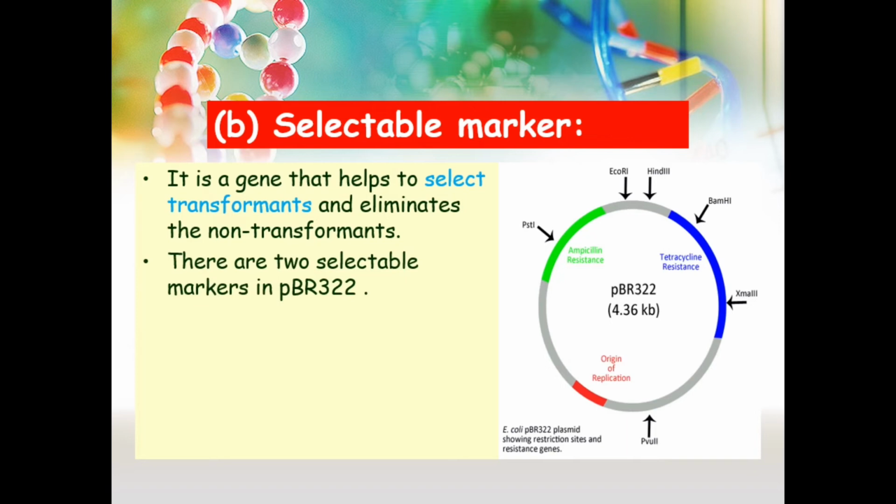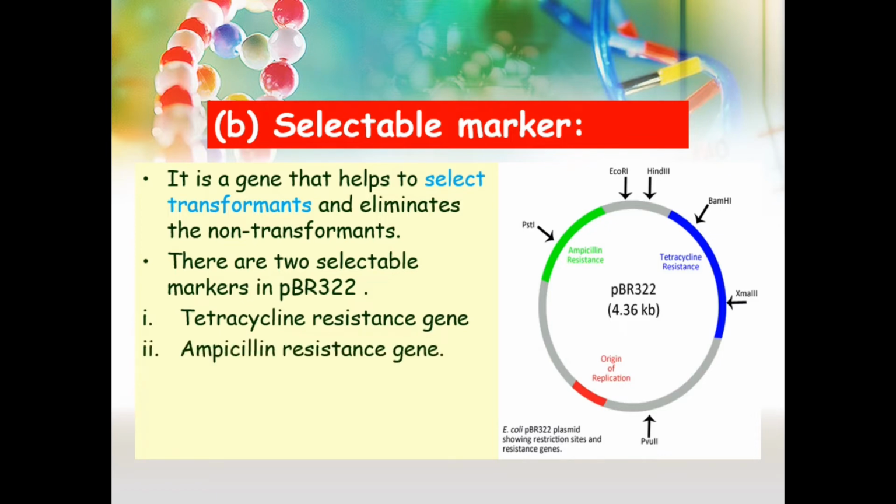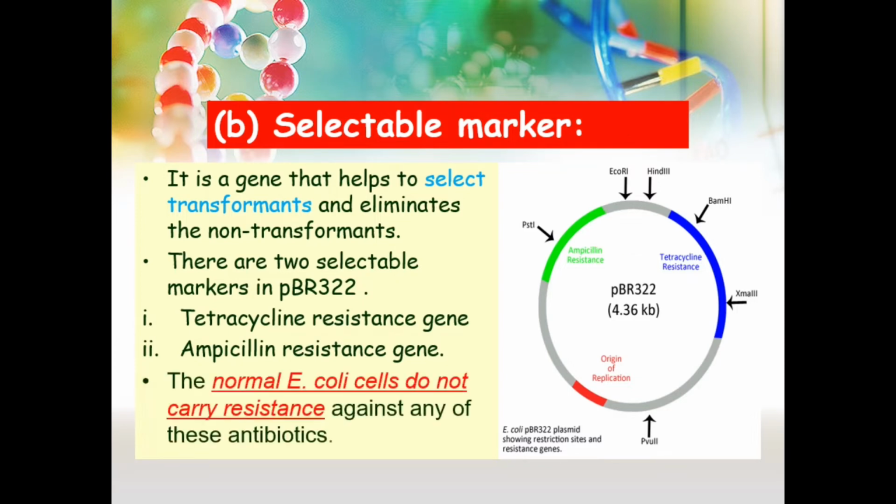There are two selectable markers present in PBR322. They are the tetracycline resistant gene, which offers resistance against the antibiotic tetracycline, and the second one is the ampicillin resistant gene. It produces chemicals which provide resistance to the bacteria against ampicillin. In a normal E. coli cell, if they have plasmids, these plasmids do not carry these resistant genes. That's why we are using PBR322.